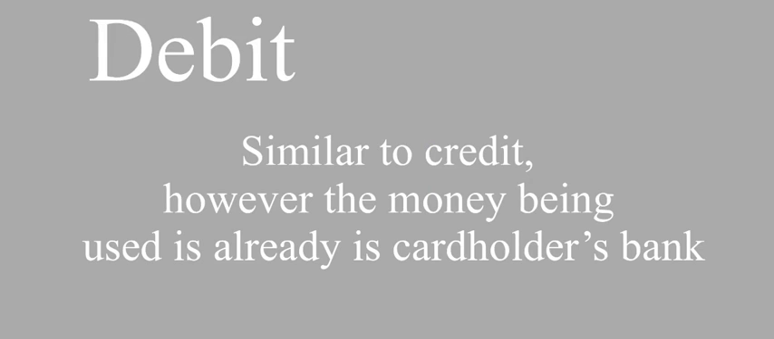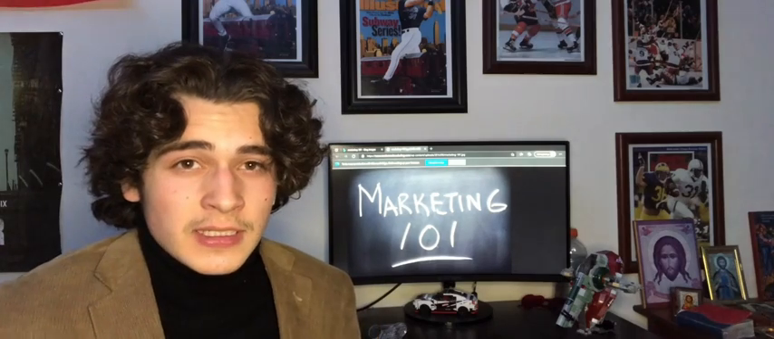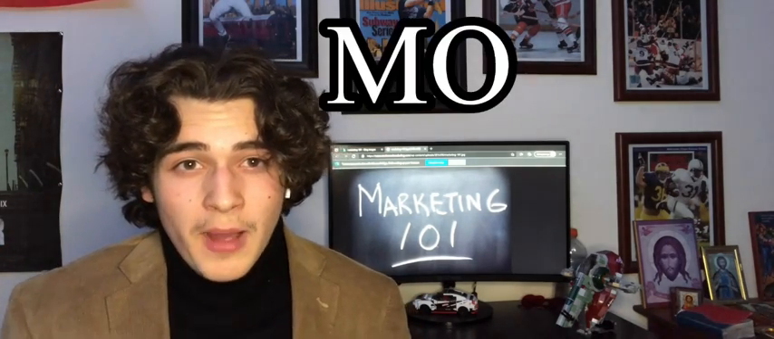Debit is similar to credit. However, the money that is being used is already in the cardholder's bank account. You could do peer-to-peer. Individuals lending money to individuals, or business through online service through investments. Our final option is one that is very popular in the 21st century, that being mobile payment. As the name suggests, mobile payment is a mobile wallet, such as PayPal or Venmo.